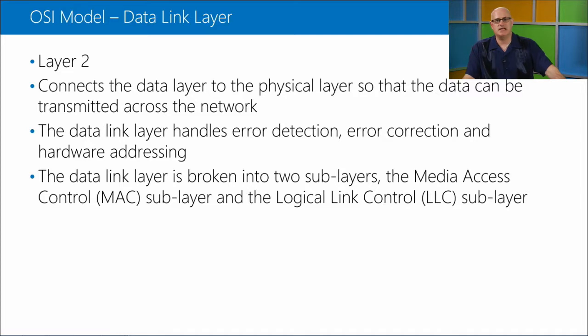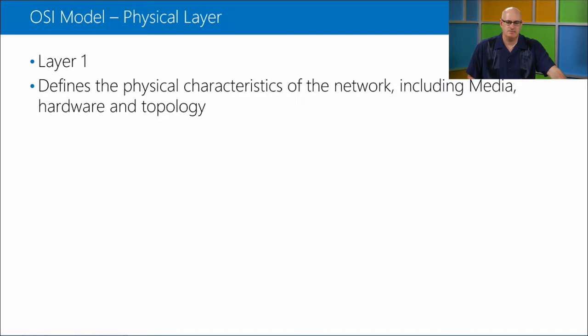Layer 2, the data link layer, connects the data link to the physical layer so the data can be transmitted across the physical network. It can handle error detection, error correction, and hardware addressing. And the data link layer is actually broken up into two sublayers, the media access control or MAC sublayer and the logical link control LLC sublayer.